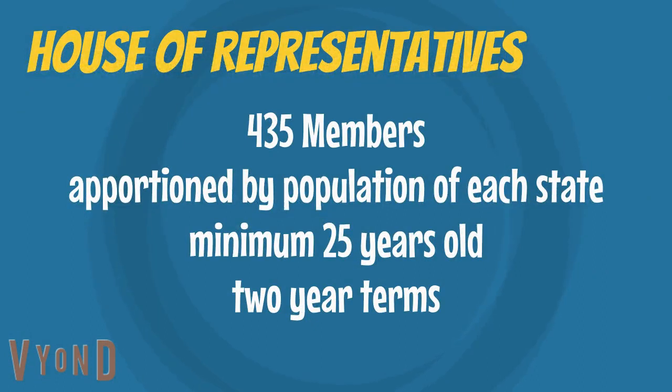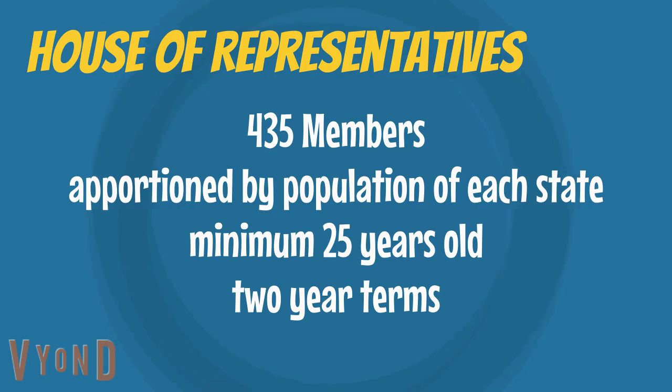In the legislative branch, we have two parts. We have the House of Representatives. The House of Representatives has 435 members. That's established by law in 1911, that we would have 435 members of the House of Representatives.